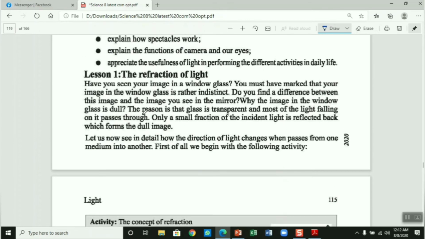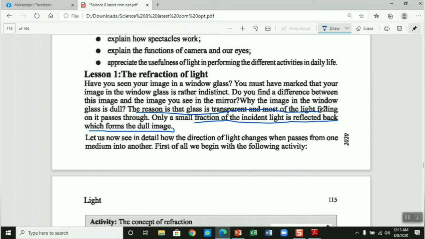One thing you must see is the refraction of light. Have you seen? Why is a dull image formed in the window? First of all, we will write that it happens because a small fraction of incident light is refracted back, which forms a dull image. It is actually the knowledge based part. It comes mostly for 2 marks. Then you will write all this information.